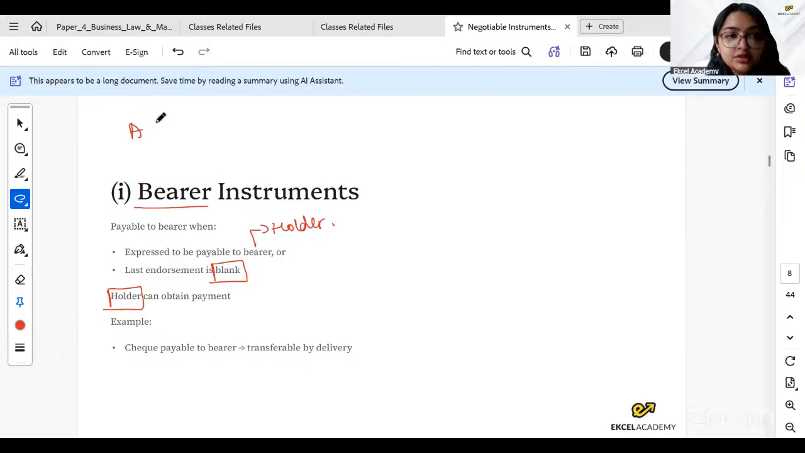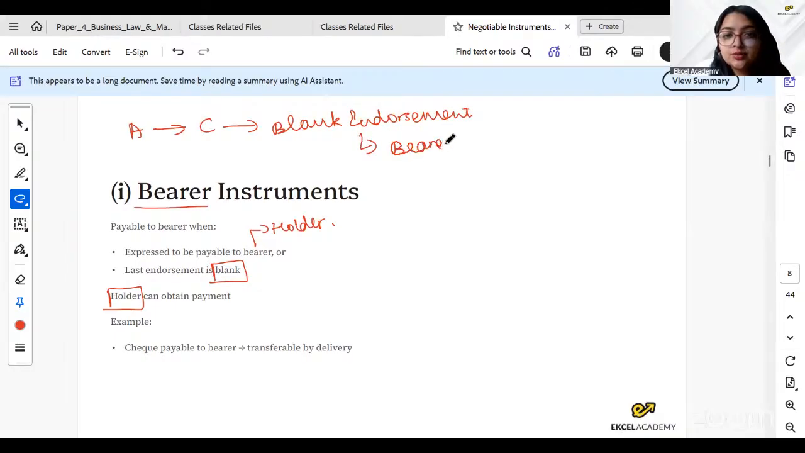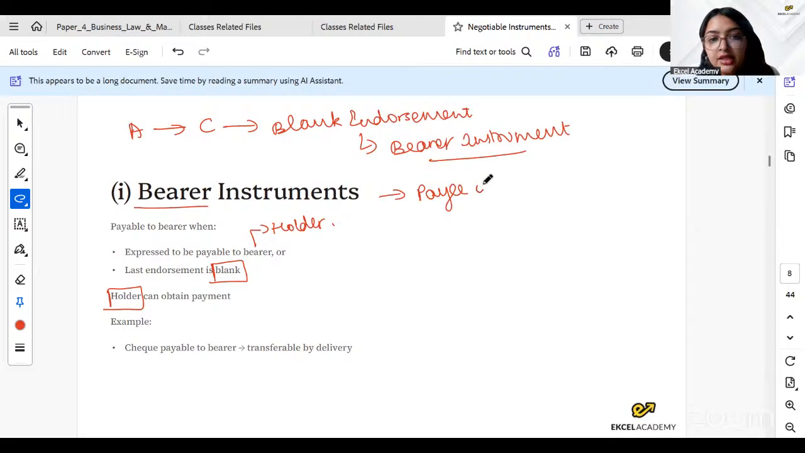What is last endorsement is blank? Let's say A was the payee. A has endorsed it to C, that is, C will receive the money, and C makes a blank endorsement. So in this case, this becomes a bearer instrument. Earlier you specifically had it on order, but now the endorsement is blank and hence it has become a bearer instrument. A bearer instrument is one wherein the payee is not named. So whoever is the holder becomes the owner.